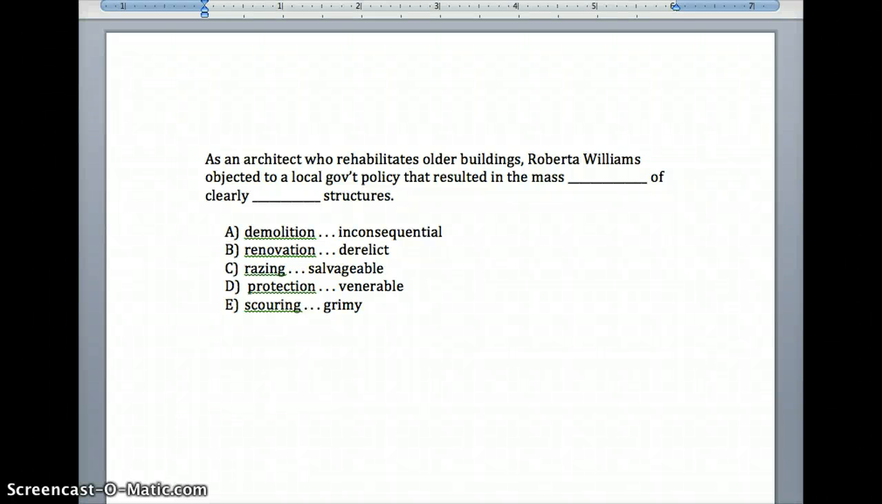Welcome to another sentence completion question. This question has two blanks, so read it carefully and let's take a look at the methods and the ways to analyze it.